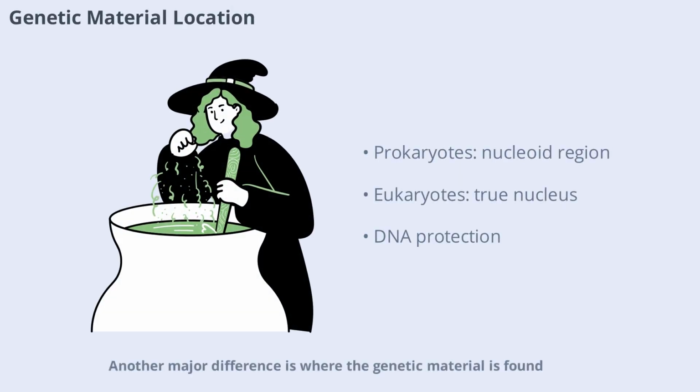Another major difference is where the genetic material is found. In prokaryotic cells, DNA is located in a region called the nucleoid, which is not surrounded by a membrane. In contrast, eukaryotic cells keep their DNA safely enclosed within a nuclear envelope, forming a true nucleus. This separation in eukaryotes allows for better regulation and protection of genetic information, which is vital for complex life processes.